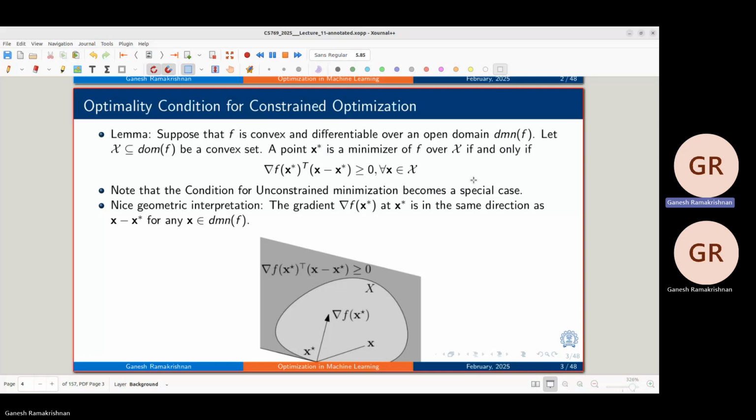If f is convex, this makes an acute angle. Intuitively, what this is saying is that if you're trying to reduce the value of the function along any direction, then you'll have to violate the constraint. You see what's happening. If I have to reduce the value of the function at x star, then I have to go against the gradient, isn't it? Moment I go against the gradient, I'm going outside the domain.